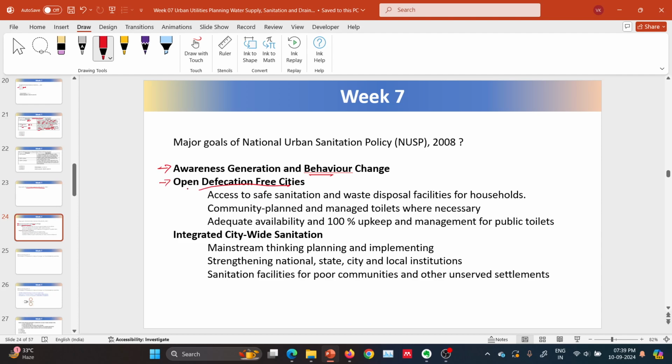Access, that means the sub-objective is access to safe sanitation and waste disposal facilities for households, community planned and managed toilets where necessary, adequate availability and 100% upkeep and management of public toilets. So the public toilets should be maintained, apart from being provided. Integrated city-wide sanitation: mainstream thinking, planning and implementation, strengthening the national, state, city and local institutions, sanitation facilities for poor communities and other unserved settlements.